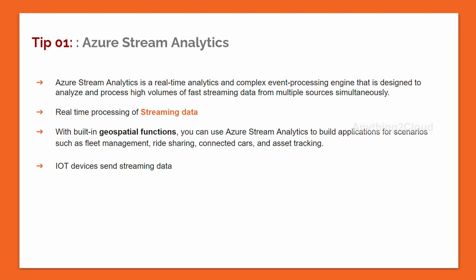And also, with built-in geospatial functions, you can use Azure Stream Analytics to build applications or scenarios such as fleet management, ride sharing, connected cars, and asset tracking. With the help of Stream Analytics, if you want to track a particular vehicle or a particular asset, you can use this geospatial function to do that. Mainly, the streaming data can be generated using IoT devices such as sensors, or you can use Kafka to generate streaming data.